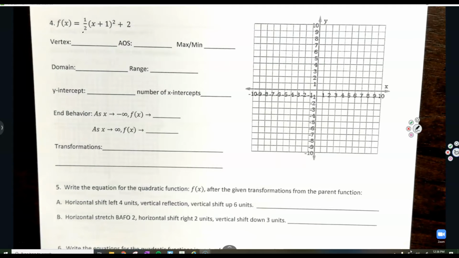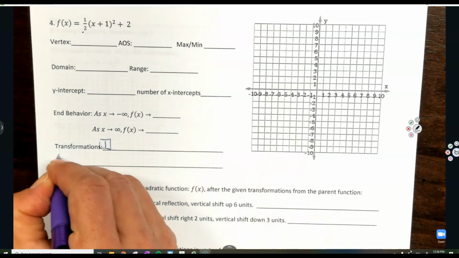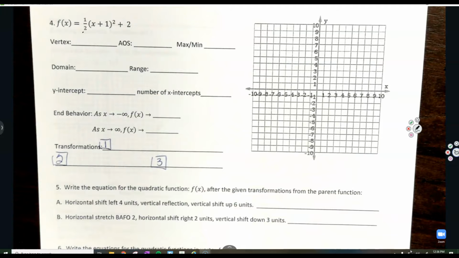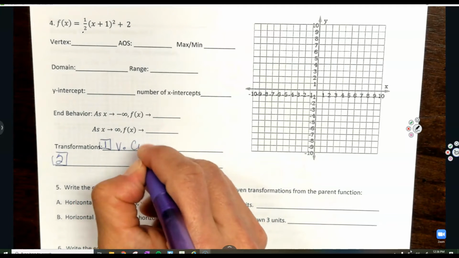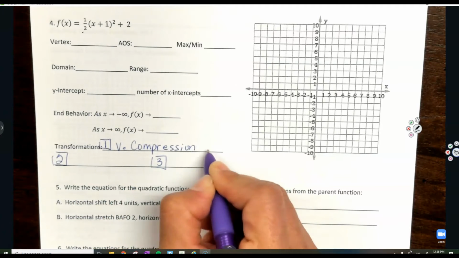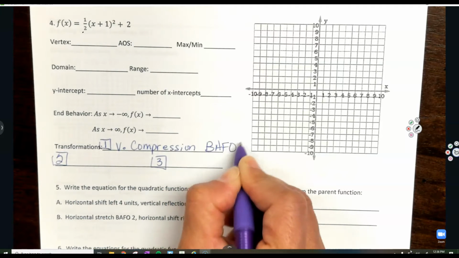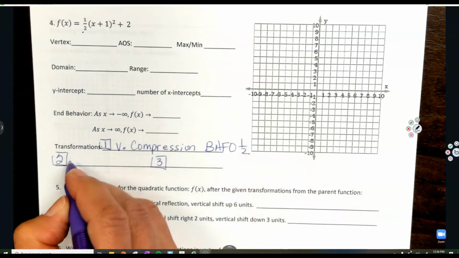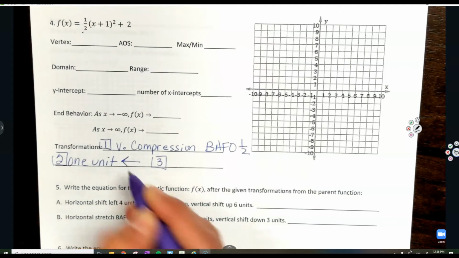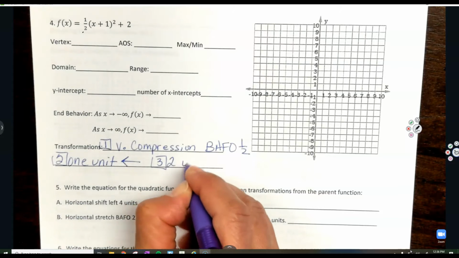4, we're going to start with the transformations. And for the transformations, we only have 3. Guys, remember, you have a fraction for an A value, which means it's a vertical compression. And the factor is just a half. This graph has been shifted 1 unit to the left, and it's been shifted 2 units up.